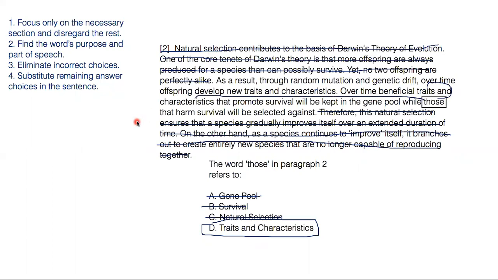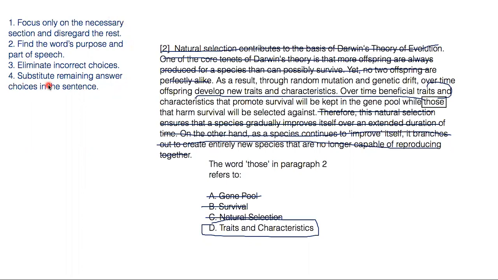Remember, when you are reaching the reference question on the reading portion of the test, that you follow these 4 strategies. They're all pretty quickly done, as you can tell from the video today. 1, focus only on the necessary section, disregard the rest. Remember, you want to quickly get rid of any information that you do not need. 2, find the word's purpose and part of speech. As you saw here today, that can sometimes answer your question right away. 3, eliminate incorrect choices. And 4, substitute remaining answer choices in the sentence. Even if you find the correct answer using only 1, 2, and 3, always substitute your answer choice in the sentence before you click submit.